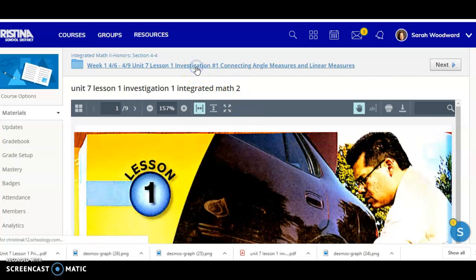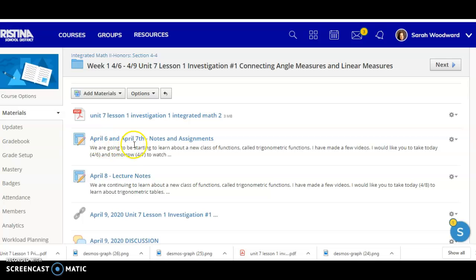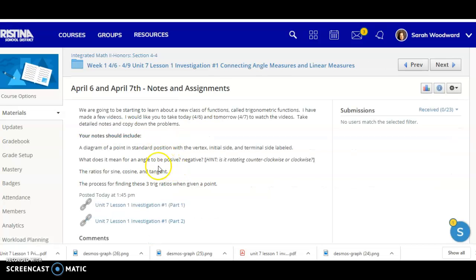Then we have April 6th and 7th, so that's Monday and Tuesday. So there's 2 videos on here. It kind of has a description of what we're starting to learn about. This is what you should be copying down in a notebook as your notes. There's 2 videos you have to watch. They're each about 15 minutes. So probably it'll take you about 2 days, 2 30-minute sessions, even though 15 plus 15 is 30. There's time for you guys to copy down questions and work on some problems on your own. So that's for Monday, Tuesday.